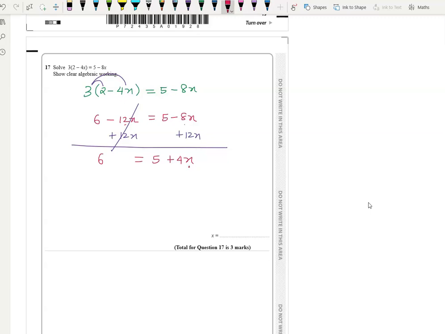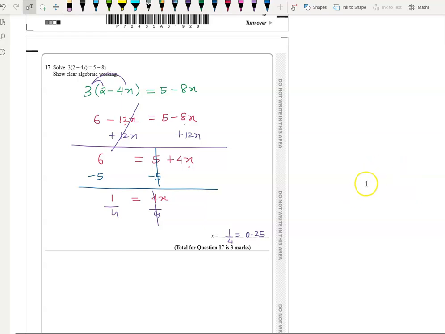You need to cancel 5 and 4. To cancel 5, you do minus 5 on both sides. So this will cancel out. You get 6 minus 5 is 1 equals 4x. I need to cancel 4, so divide both sides by 4. So this will cancel out. You get your final answer x equals 1 upon 4, or you can write 0.25, and that is for 3 marks. Number 18.